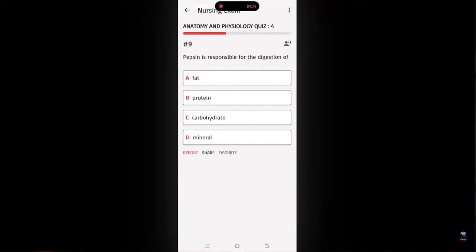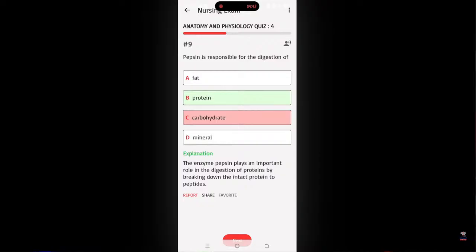Pepsin is responsible for the digestion of A. Fat, B. Protein, C. Carbohydrate, D. Mineral. No, the correct answer is B. The enzyme pepsin plays an important role in the digestion of proteins by breaking down the intact protein to peptides.